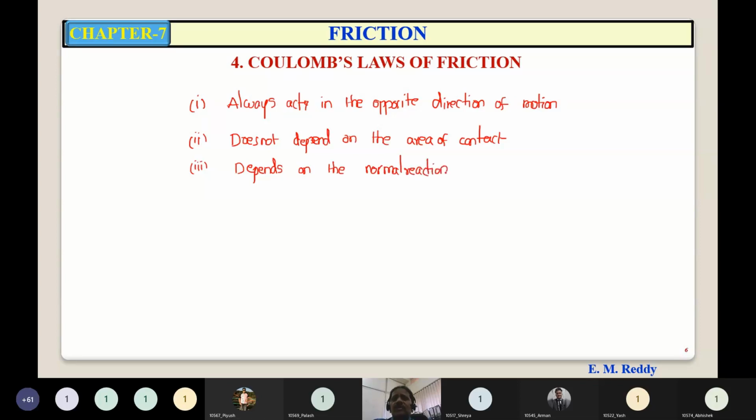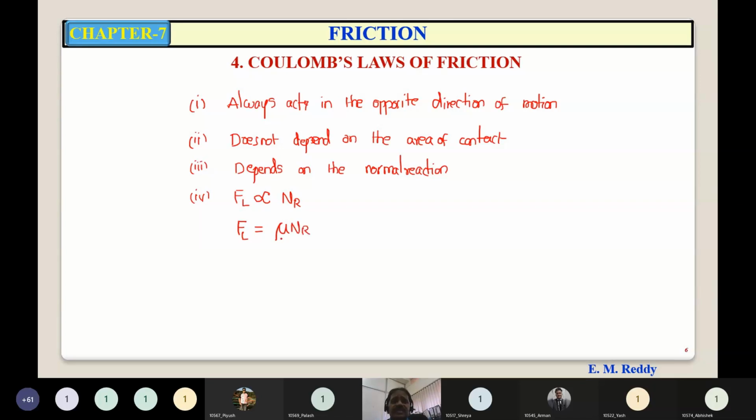It depends on the normal reaction, but it does not depend on the area of contact of the body with the surface. And the fourth one, most important, the limiting friction is directly proportional to the normal reaction. What do you mean by limiting friction? It is the friction when the body is in impending motion, when the body is on the verge of motion, when the body is in limiting equilibrium. So limiting friction is equal to the proportionality constant, that is mu into normal reaction.